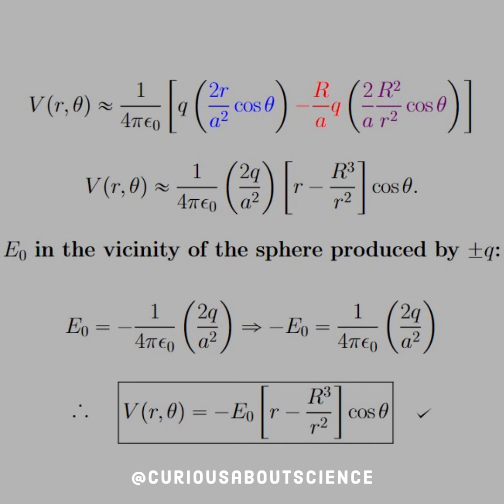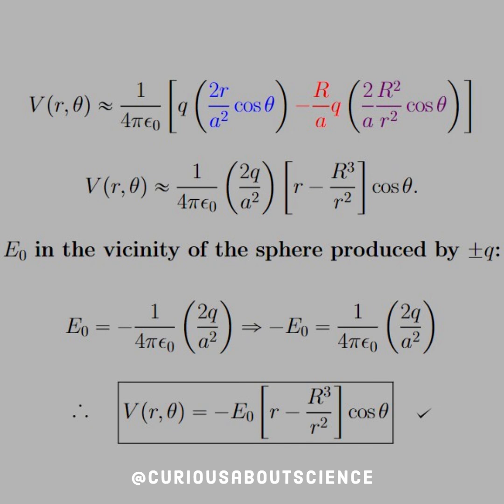Once we do that, we see that we have a common factor amongst the blue, red, and purple, and we can factor that out. That factor is 2Q over A squared. We also note that both those terms have a cosine in them, and we factor that out too, leaving the terms in the bracket as just a couple of R's. The problem stated that the spherical conductor was placed in a uniform external field, E naught, which is produced by the point charges on the outside of the sphere.